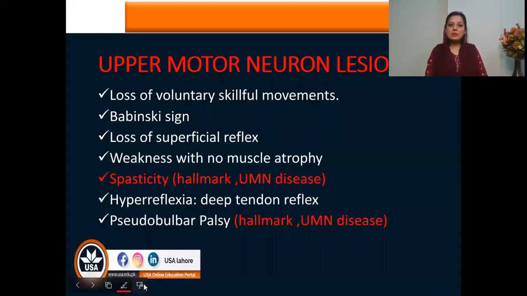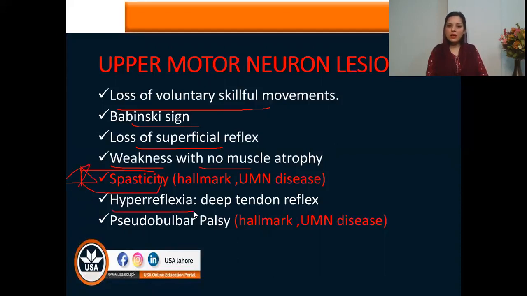So what are the signs and symptoms of upper motor neuron lesions? Possibly loss of voluntary skillful movements, a positive Babinski sign, loss of superficial reflexes, weakness with no muscle atrophy, spasticity, hyperreflexia, and pseudobulbar palsy. Basically, spasticity and pseudobulbar palsy are the hallmarks of upper motor neuron lesions. Let me tell you what spasticity is, what pseudobulbar palsy is, and what the Babinski sign is.